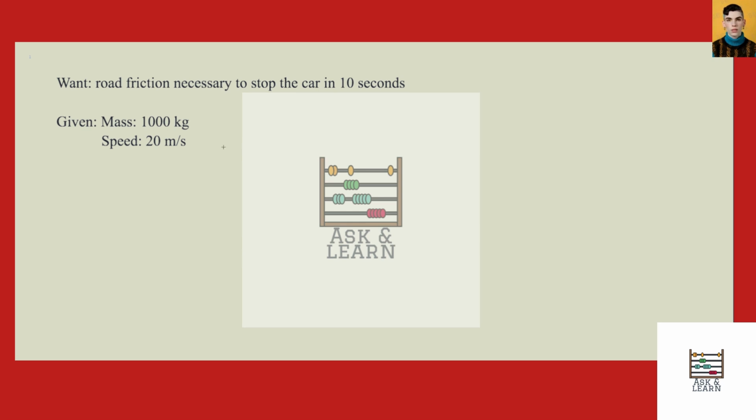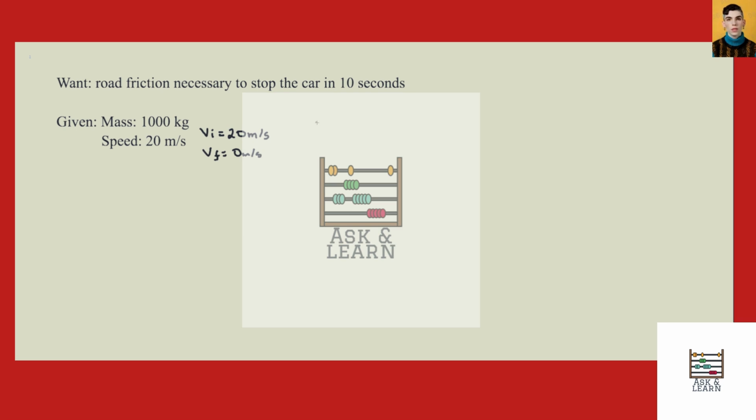So let's just call the initial velocity VI, the initial, 20 meters per second, and the final velocity, VF, 0 meters per second, since the car is going to be at rest.